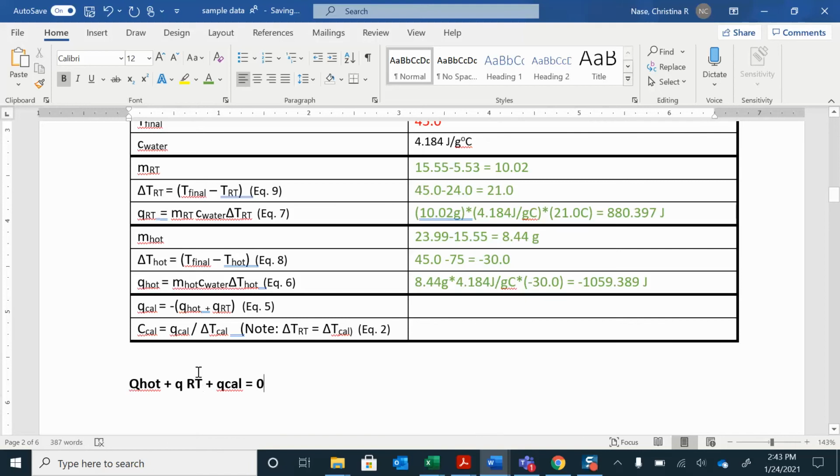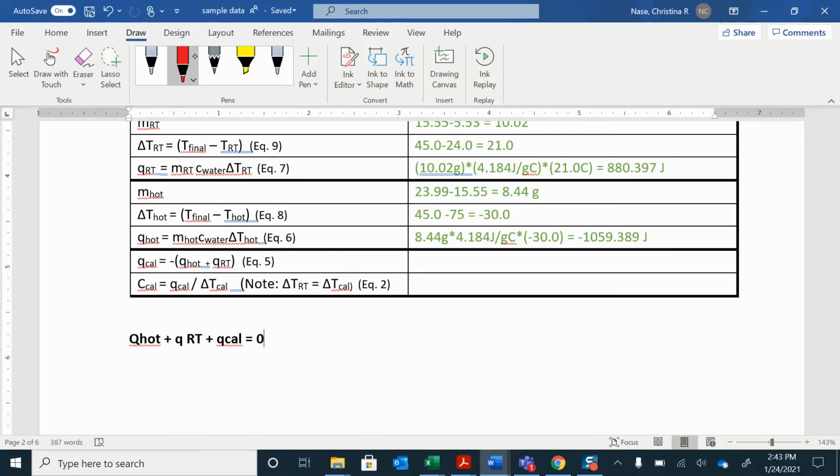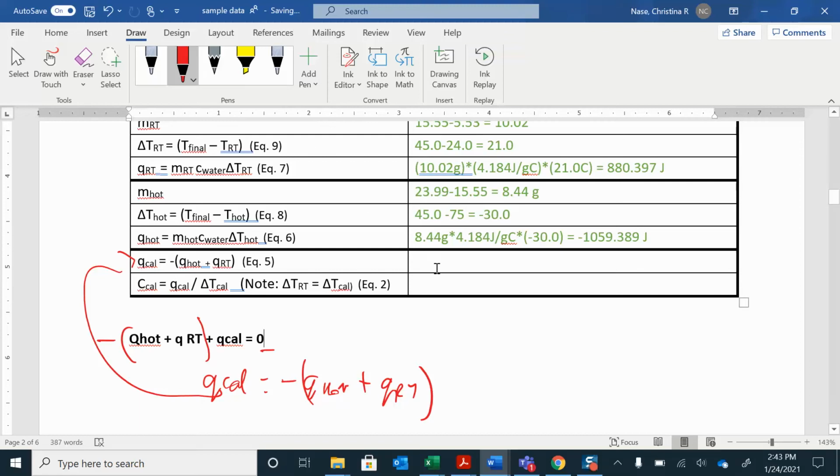So what I'm going to do is subtract these and bring them to the other side, and that's how I'll solve for Q hot. I'm just deriving this equation a little bit, which they do in the lab manual. So I subtract this part and bring it over here. So I have Q cal is equal to negative Q hot plus Q RT. That's where we got this equation from, in case you were wondering. So I just need to add these two numbers.